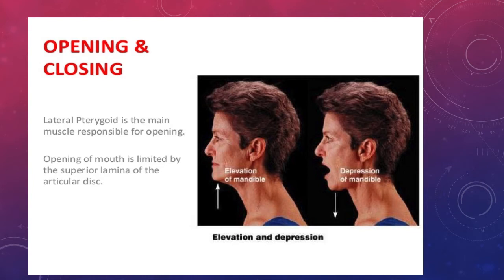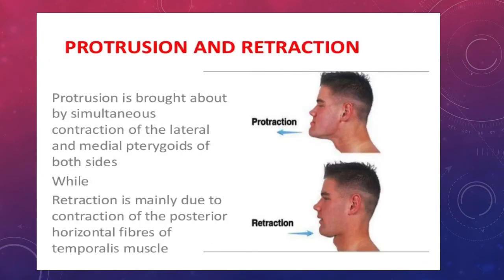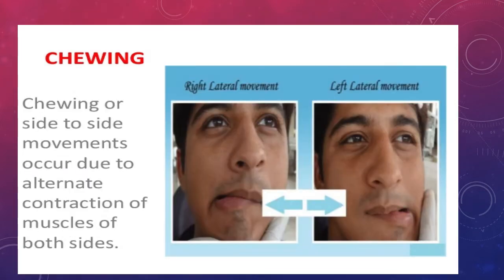Opening and closing: the lateral pterygoid is the main muscle responsible for opening the mouth, limited by the superior lamina of the articular disc. Protrusion is brought about by simultaneous contraction of the lateral and medial pterygoids of both sides, while retraction is mainly due to contraction of the posterior horizontal fibers of the temporalis muscles. Chewing functions or side-to-side movements occur due to alternate contractions of the muscles of both sides.